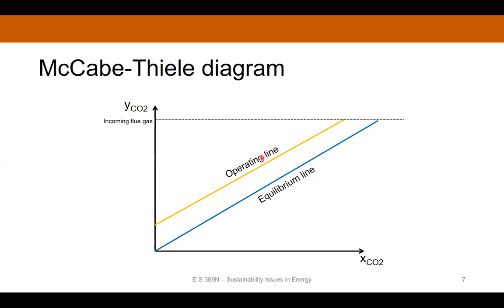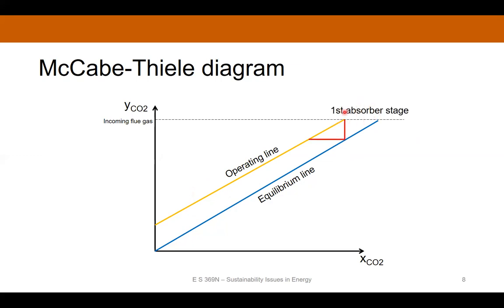Now, we are going to start above that line. So the incoming flue gas is going to be at some concentration of CO2 and some pressure. And we want to remove most or all of that CO2 from the vapor phase and get it to dissolve in the water phase. So we need to start above that equilibrium line to drive that reaction to absorb that CO2 into the solvent. And typically this is done in a series of stages within the absorption system.